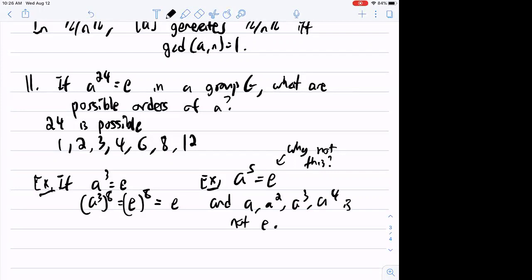Yeah, because if a was just the identity itself, any power of the identity is the identity, right? So this is what order means, right? It's the smallest one. So this by itself doesn't mean order. It just means you raise to some power, you get identity. Order means any smaller power doesn't give identity, right? So how can you use this?